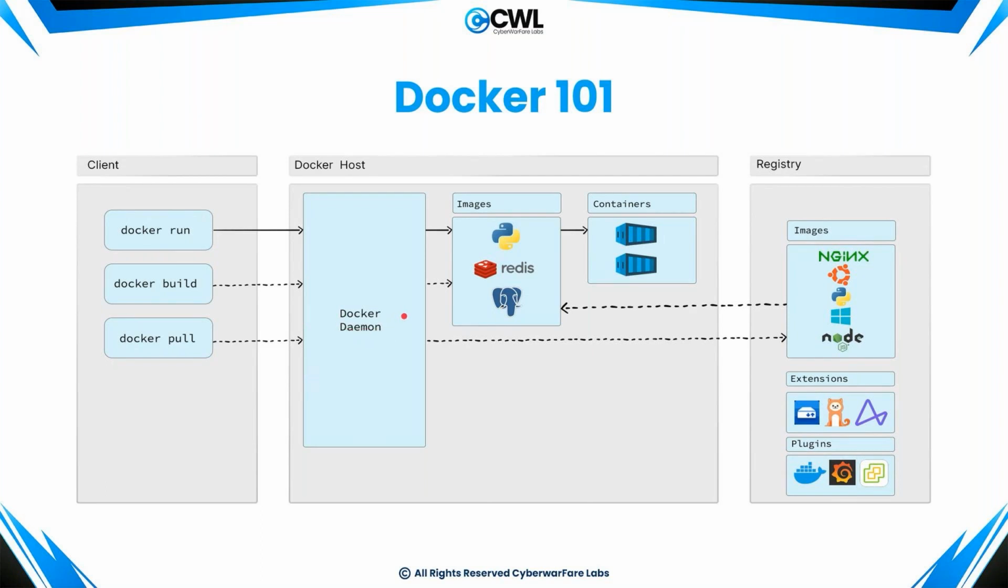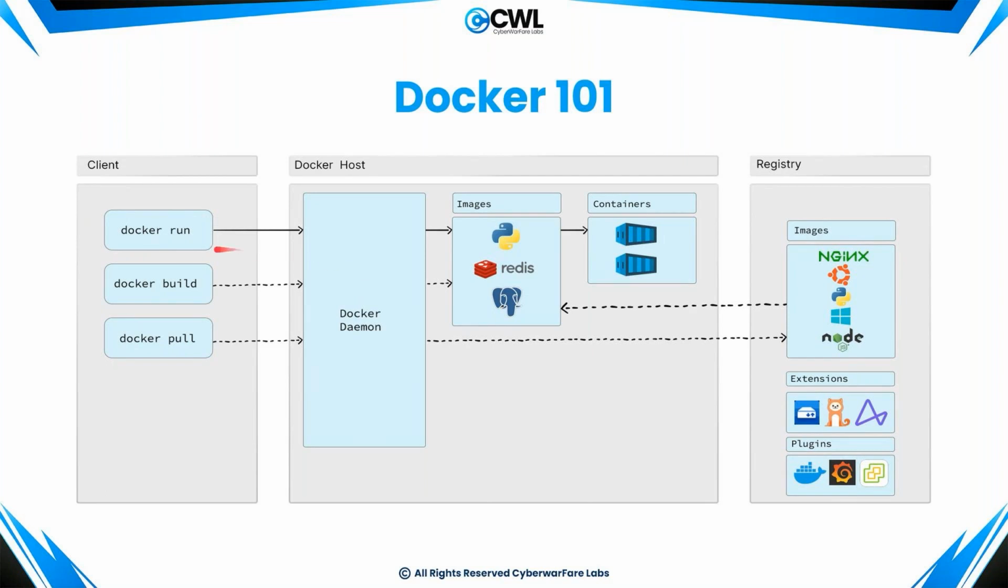So it operates in the client server model. This is the server and this is the client. Now the request is sent to the Docker host and it understands the request, and based on that it moves forward or performs further instructions.